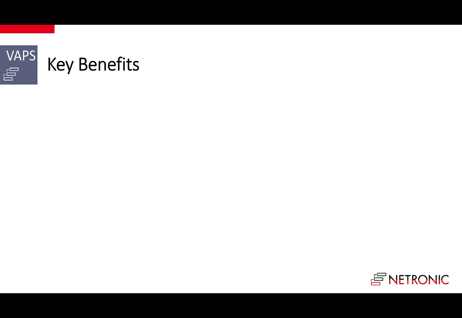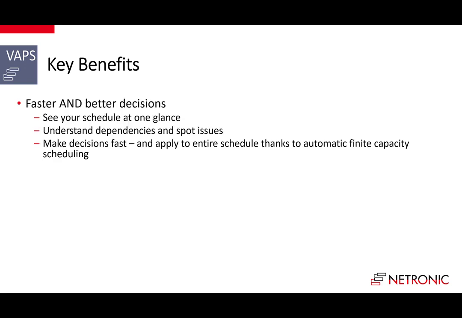Now that you've seen the VAPS in action, let's summarize the benefits that you get from working with the Visual Advanced Production Scheduler. First, you will make faster and better decisions. With the VAPS, you see the schedule at one glance, both as a resource Gantt chart and with a sales order view. You rapidly understand dependencies and quickly spot issues. The VAPS allows you to fix these issues fast, and every change to the schedule automatically updates the entire schedule without ever overloading machines.